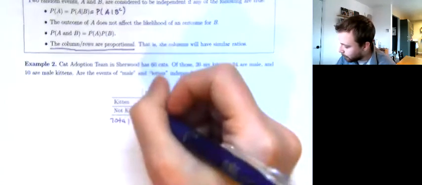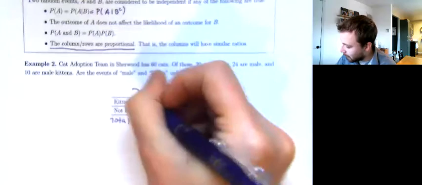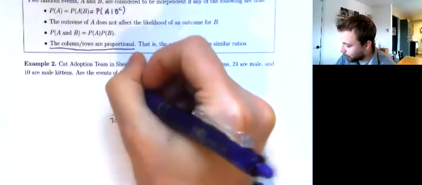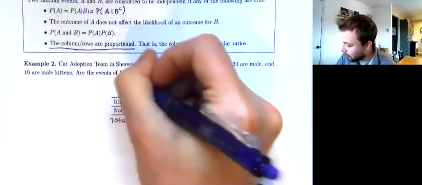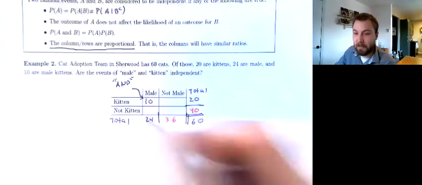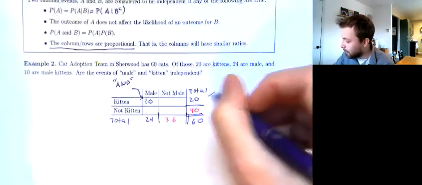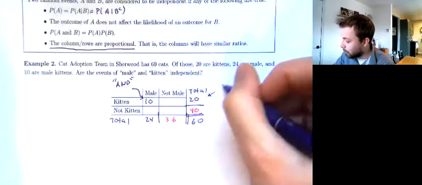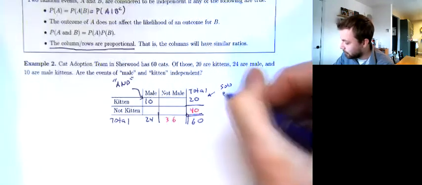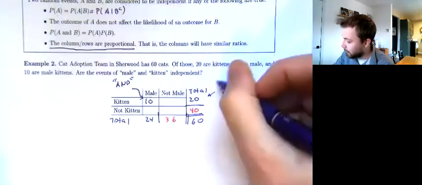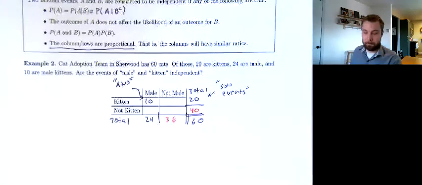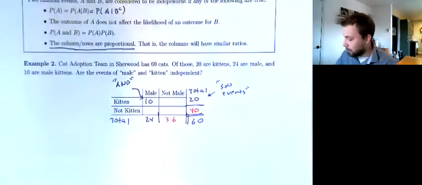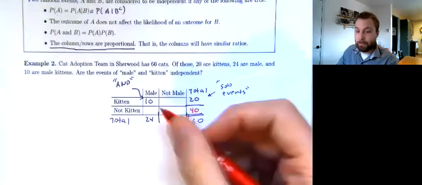So any sort of compound events when I'm making these tables go on the inside. So any sort of and, male and kitten, those are on the insides of these tables. Any event that's just by itself, like just the word kitten, I'll call these things solo events. These show up on the outside. Let's fill in the rest of the table based off of this 10.